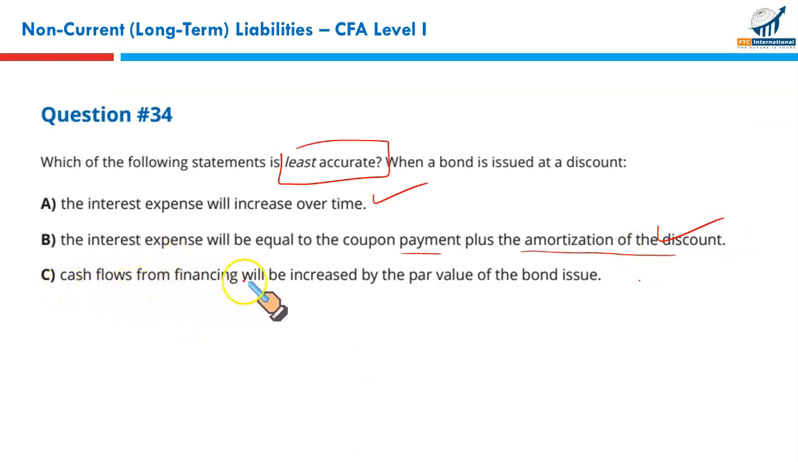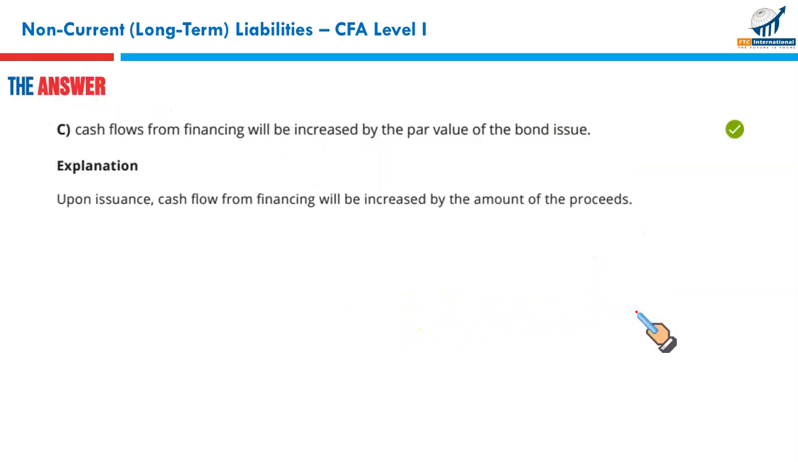C. Cash flow from financing will be increased by the par value of the bond upon issuance. Yes, it will be increased when the bond is issued, but not by the par value of the bond. In fact, it's the discounted proceeds we receive. So the discounted amount, not the par. This is least accurate, and that's why it's our correct option. Since this is a discounted bond, what you receive is not par.